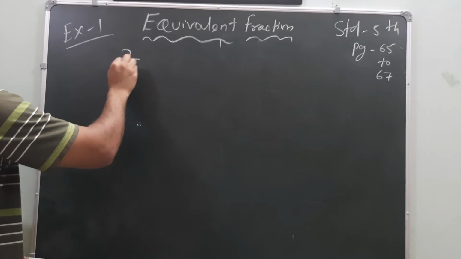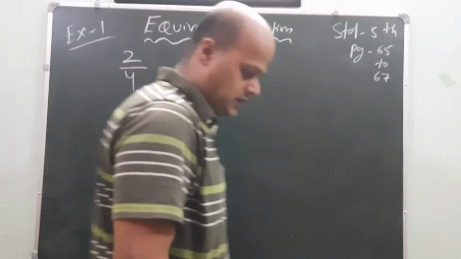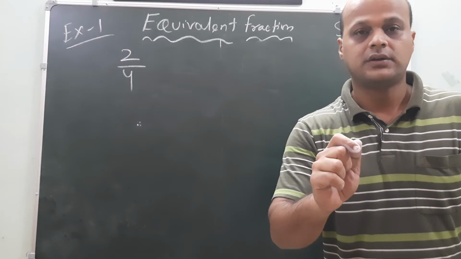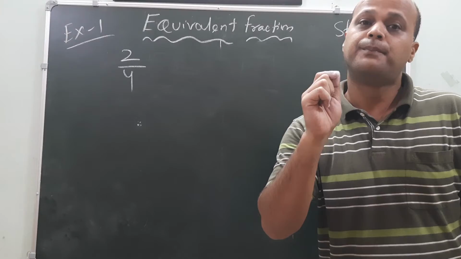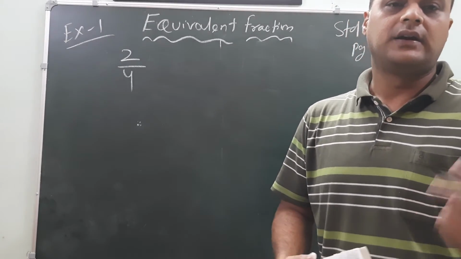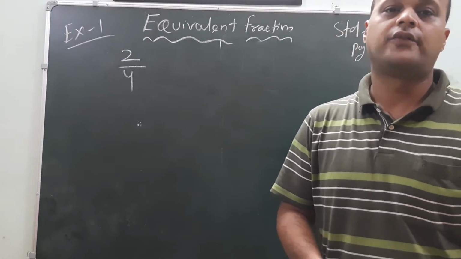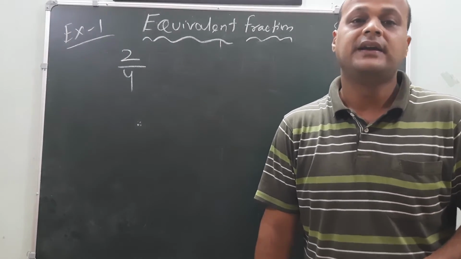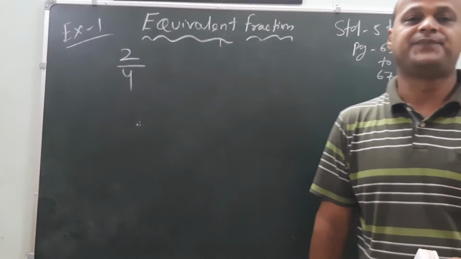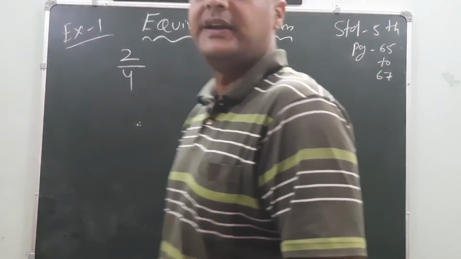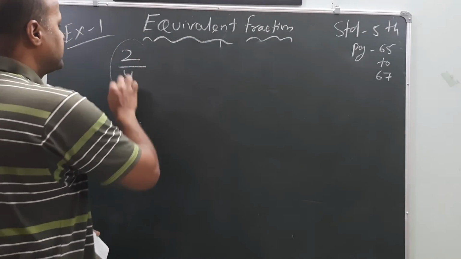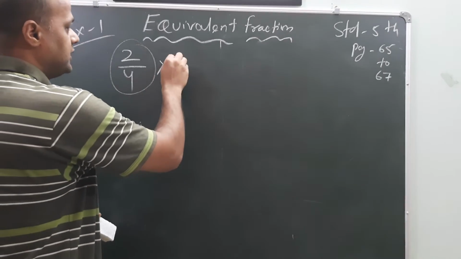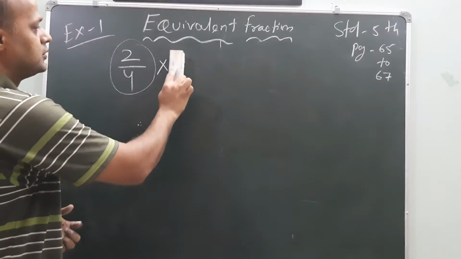If I write here 2 by 4, it is saying find the equivalent fraction by the multiply method, or find the equivalent fraction of 2 by 4, by multiplication. Multiplication means finding equivalent fractions with the help of multiplying. Same thing as in the first case. Multiply means it is 1, na? You have to think like that. It is 1.